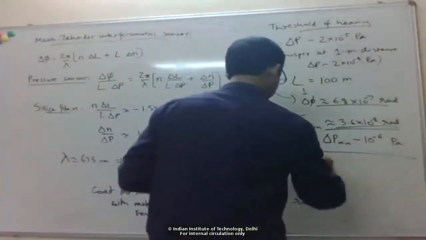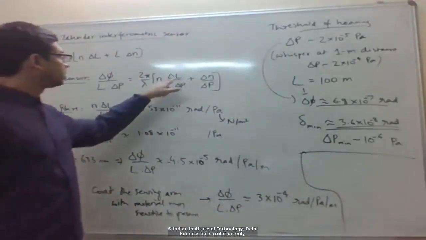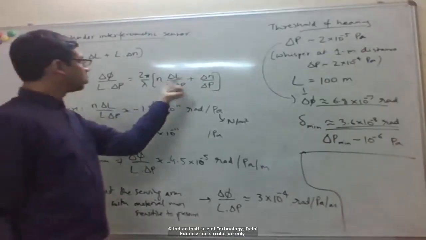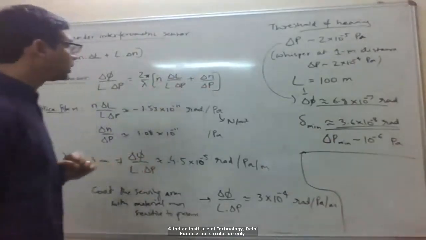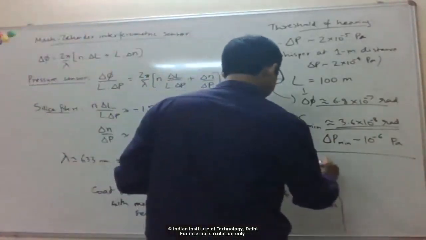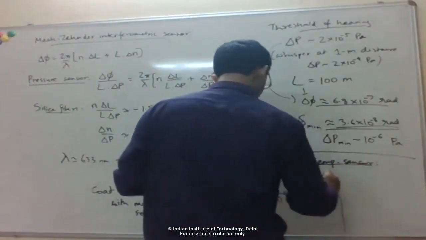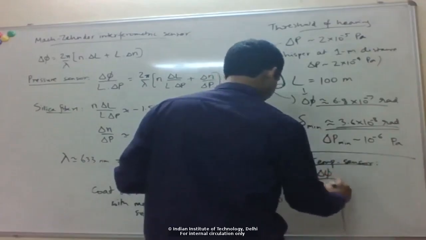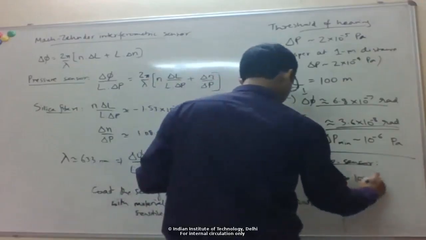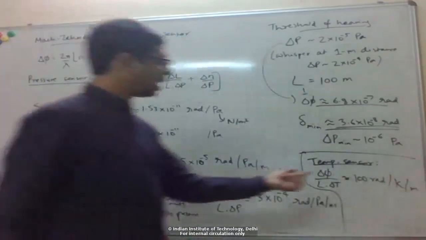You could have other quantities. Basically, any other external quantity would also typically change this length and refractive index. So for example, instead of delta P, you could have delta T, a change in temperature, or some other quantity. For a temperature sensor, this phase change per unit length of fiber per unit change in temperature is about 100 radian per Kelvin per meter. So you can see this is a very large number.